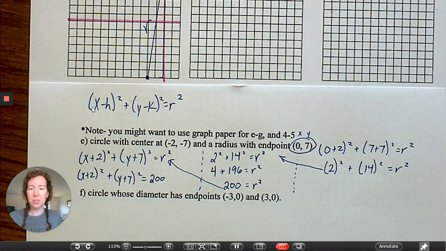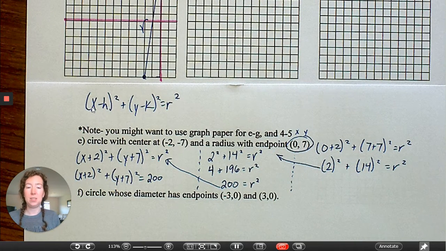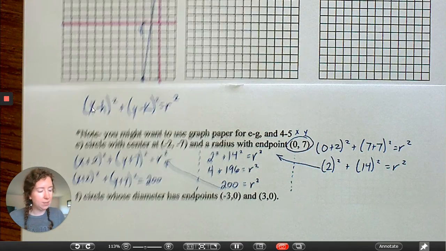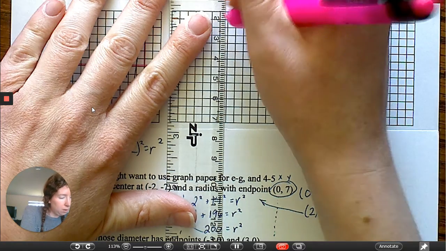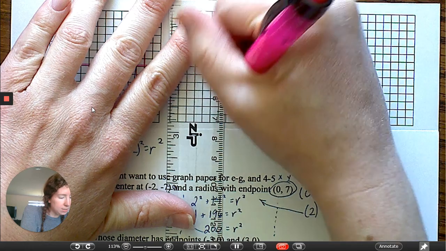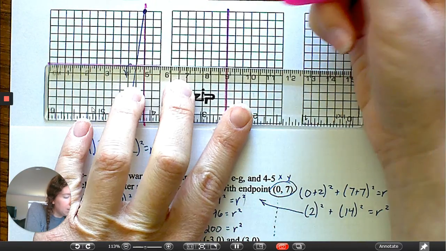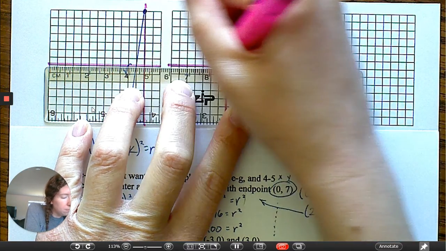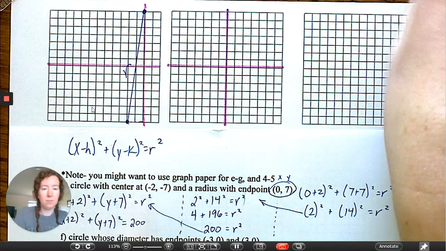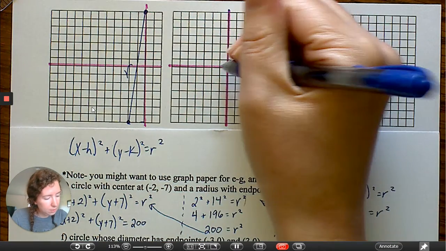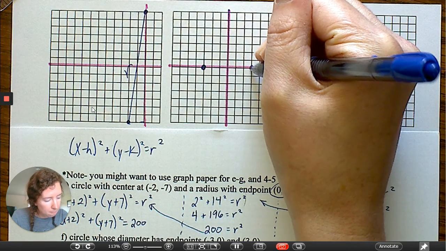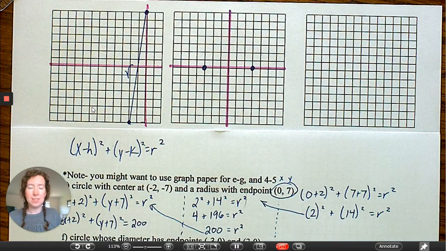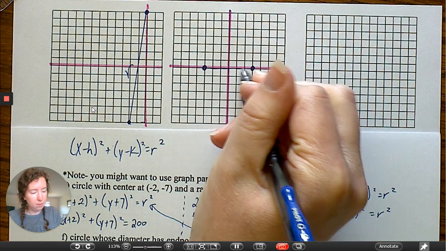We want to find the equation of a circle whose diameter has endpoints at (-3, 0) and (3, 0). So in this case, they're not giving us either the center, nor are they giving us how long the radius is. So I'm going to graph this and get a good visual. I have (-3, 0) right there, and (3, 0). This represents the diameter of my circle.